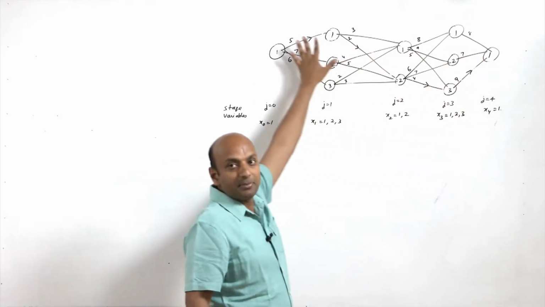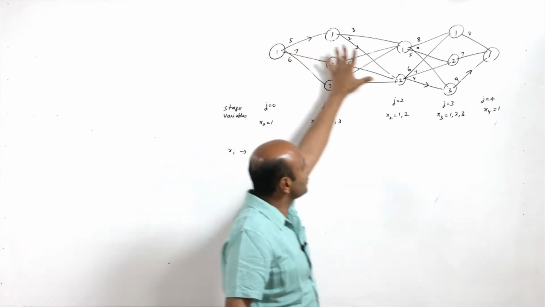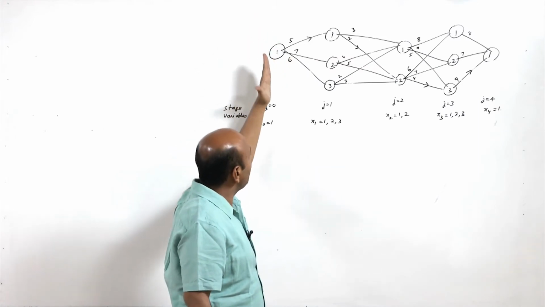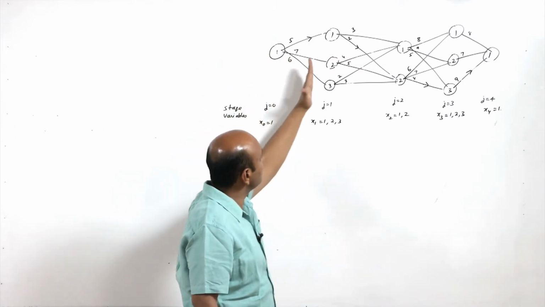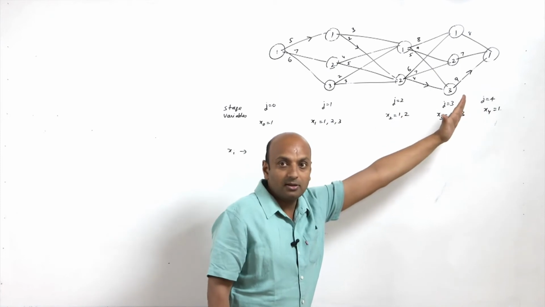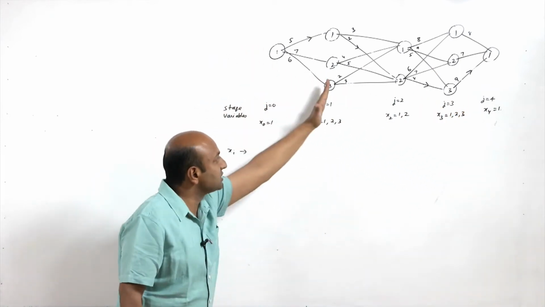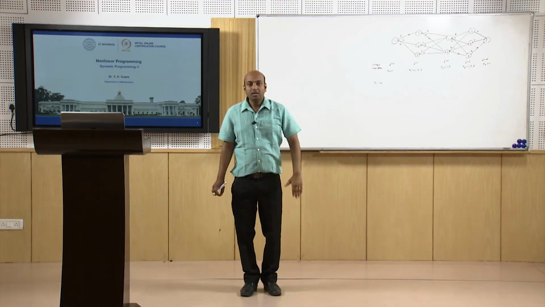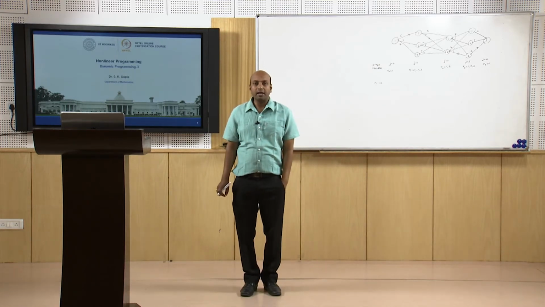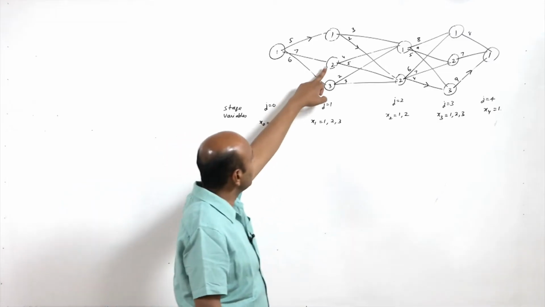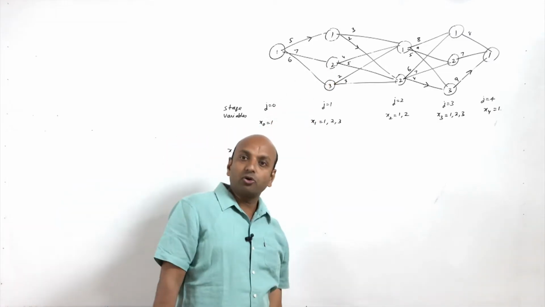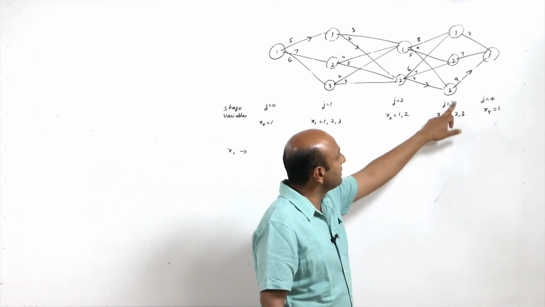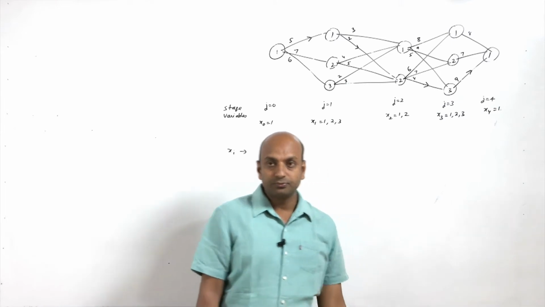This is a very simple example of how we can solve any complicated network using dynamic programming. We have divided this problem into stages, and corresponding to each stage we define state variables. Suppose we are talking about x1 equal to 2, that means this node. Suppose we are talking about x3 equal to 3, that means this node. It is clear.